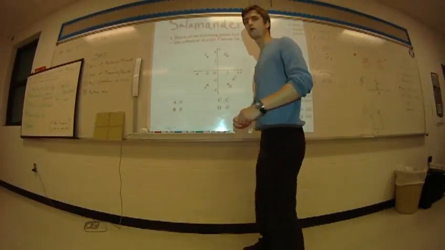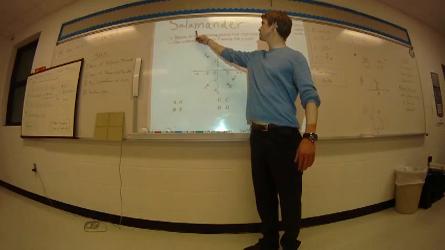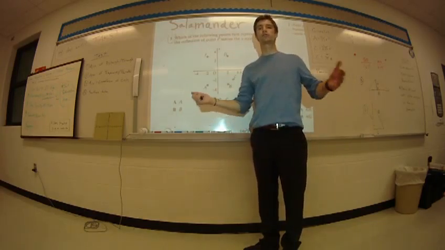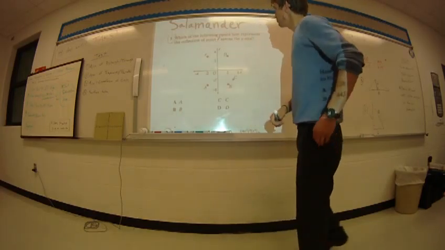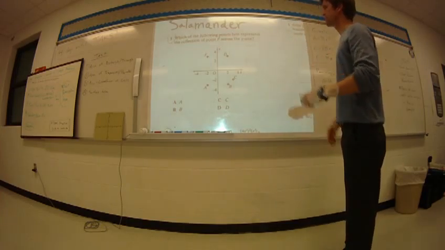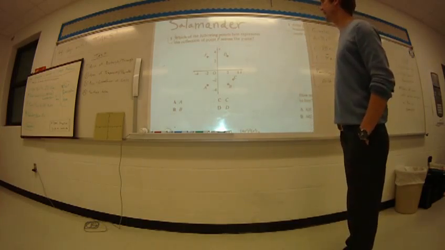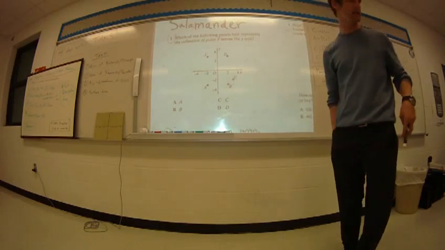Alright guys, so now we're going to do the worksheet entitled Salamander. We're going to work through this pretty quick. Look at number 1. Which of the following points best represents the reflection of point F across the y-axis?